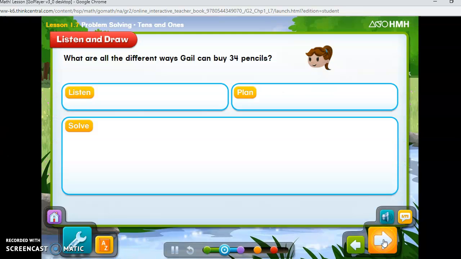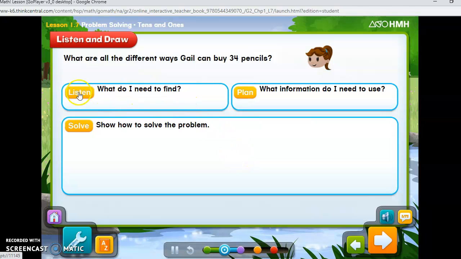Gail needs to buy 34 pencils. 10 pencils. What are all the different ways Gail can do? You need to find all the ways Gail can buy single pencils or boxes of 10 pencils.